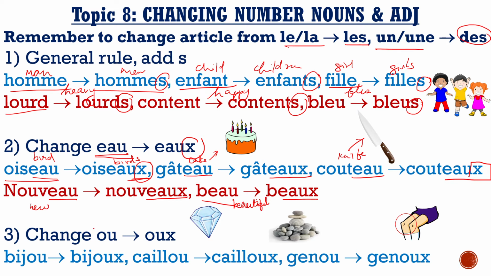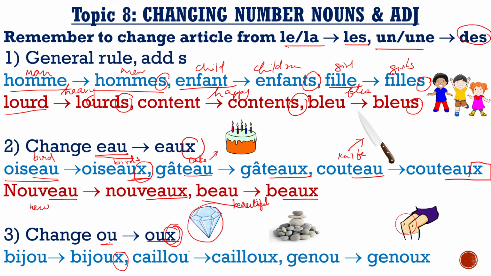Then, if you have an ending OU, that also becomes, you have to add an X and not an S. So EAU gets an X, OU also gets an X the same way. We don't have any adjectives which end with OU, there are only nouns, okay. So bijou becomes bijoux with an X. Bijou is a jewel. Okay, this is called bijou.